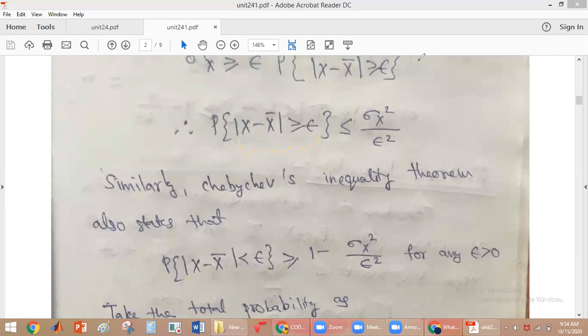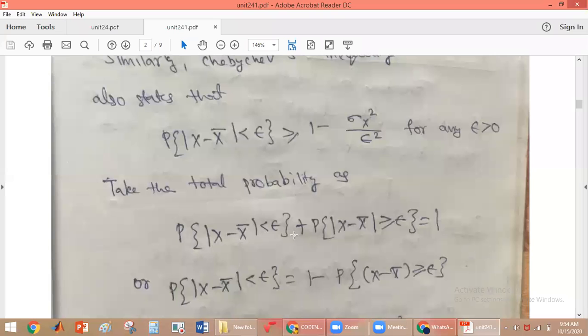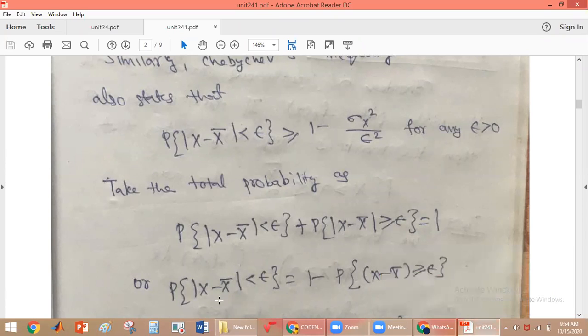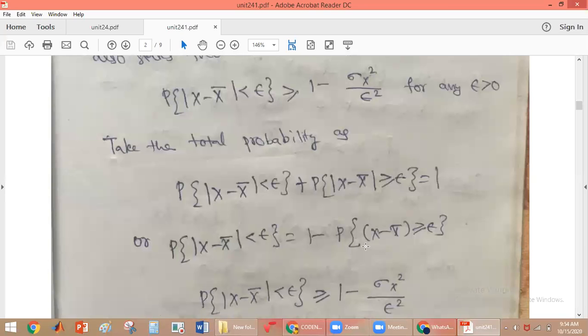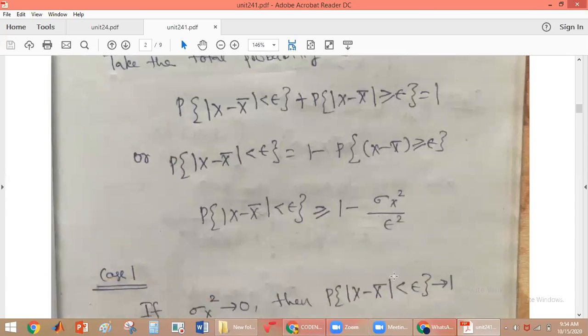Now we'll prove this. From the total probability theorem, we know that the probability of |x minus x bar| less than epsilon plus the probability of |x minus x bar| greater than or equal to epsilon will always be equal to 1. So from that we find the probability of |x minus x bar| less than epsilon is equal to 1 minus the probability of |x minus x bar| greater than or equal to epsilon. From Chebyshev inequality, we know that the probability of |x minus x bar| greater than or equal to epsilon is sigma x square by epsilon square. So the probability of |x minus x bar| less than epsilon will always be greater than or equal to 1 minus sigma x square by epsilon square.